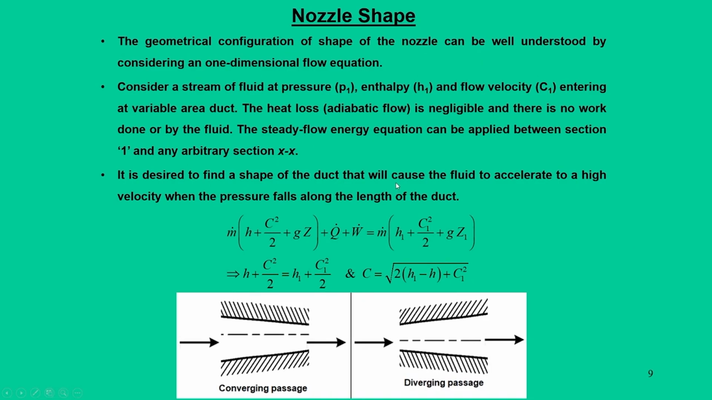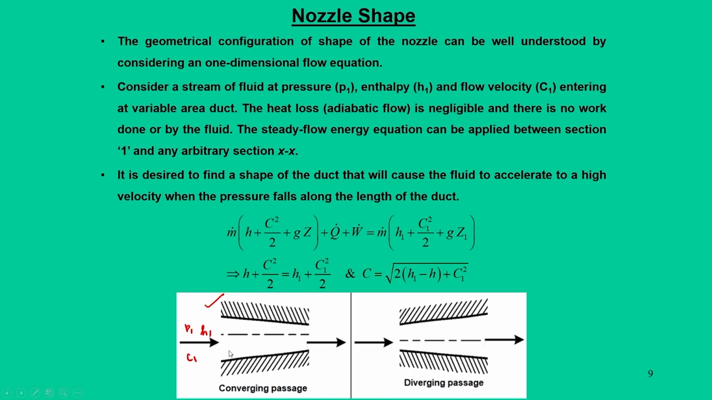Then let us try to understand what should be the shape of the nozzles. All this depends on the area of the passage. So, to understand this concept, let us think about a stream of fluid at a certain pressure P1, enthalpy H1 and flow velocity C1, which enters a duct. For the time being, let us stick to this converging passage, in which we have P1, enthalpy H1 and velocity C1, which enters the duct.